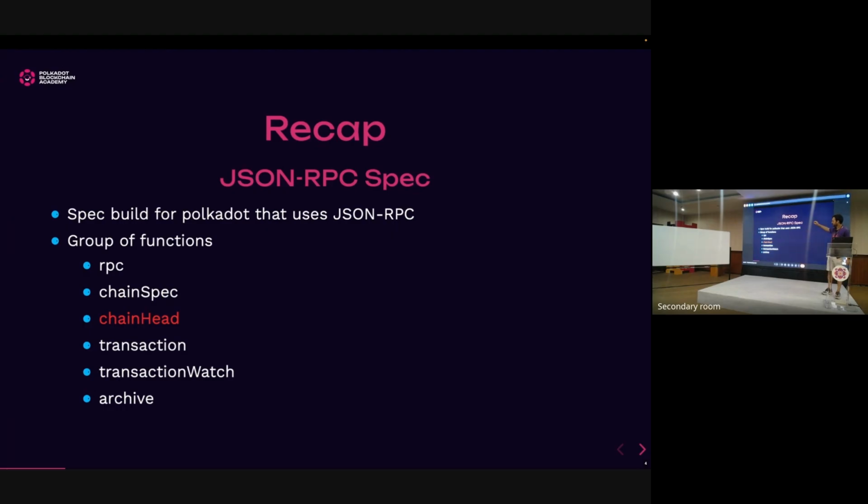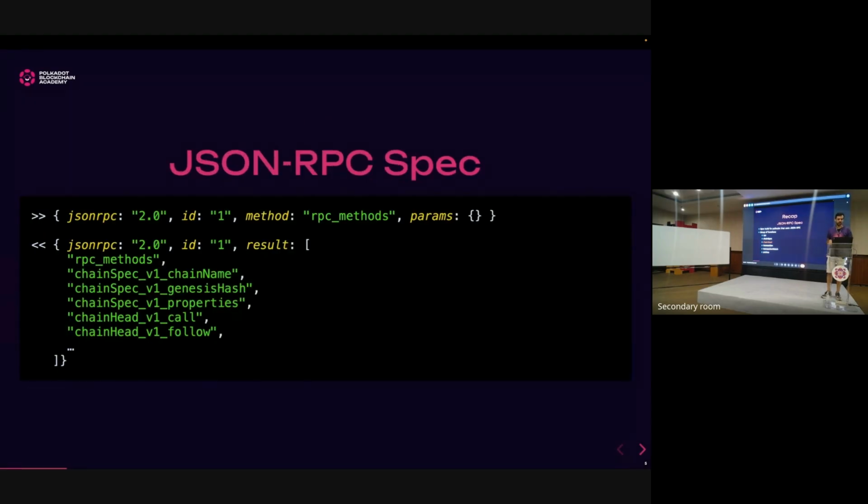The other ones, like chain spec and RPC, are too simple. And tomorrow we will look into transaction. Okay. So this is just one example: the RPC group only has one function, which is called methods. So you call RPC methods, just passing a request. I pass ID 1, RPC methods, takes no parameters. And then the result comes back with an array of all of the functions that this node supports.